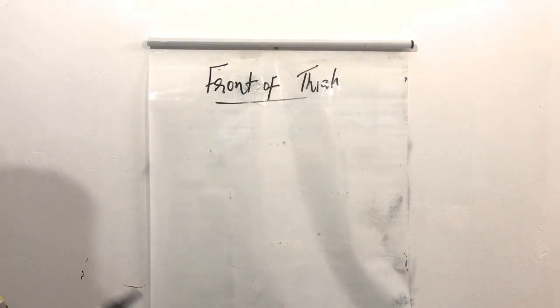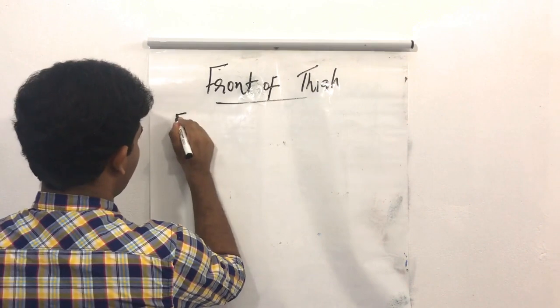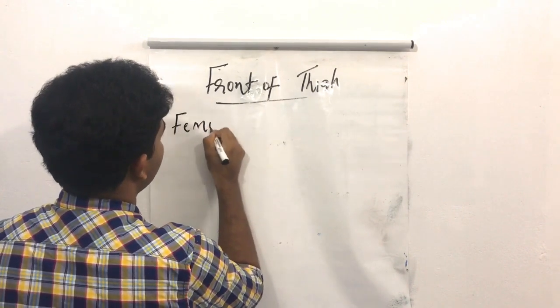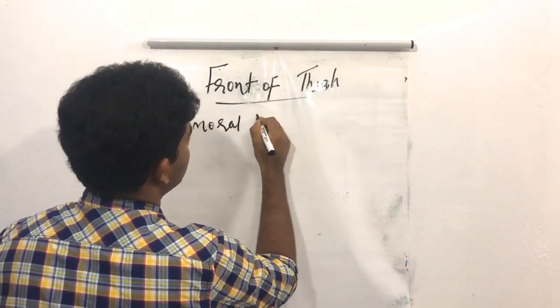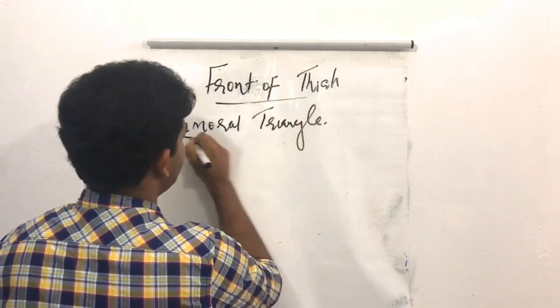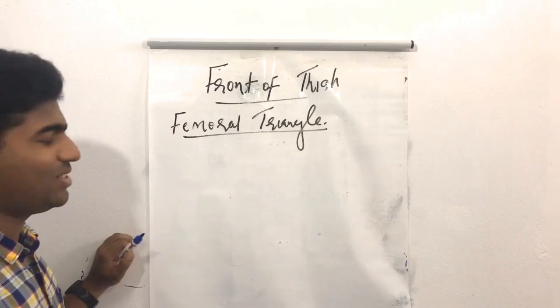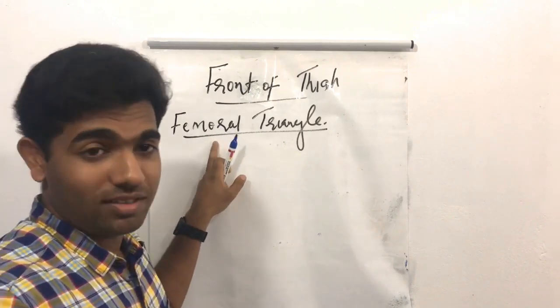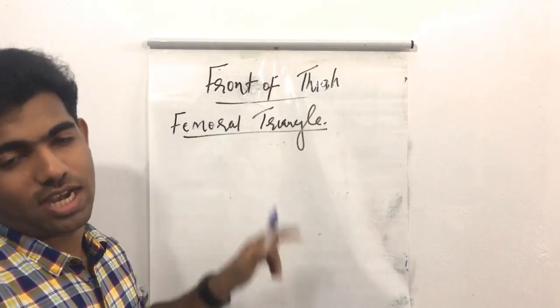Now we are going to study the most important thing in the thigh region, front of the thigh. One of the most important things, that is the femoral triangle. Many of you have heard about the Bermuda Triangle, right? This is not that. This is not something related to that. This is the femoral triangle.